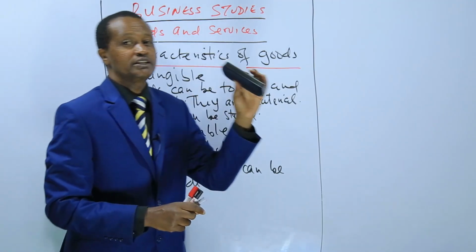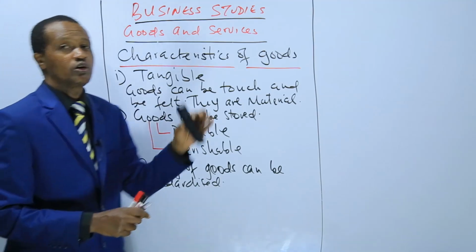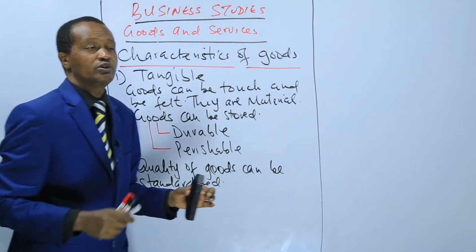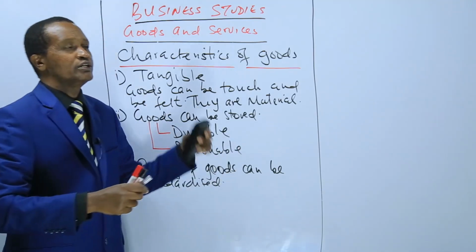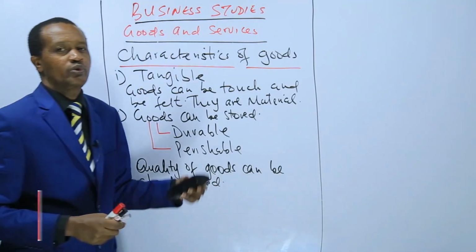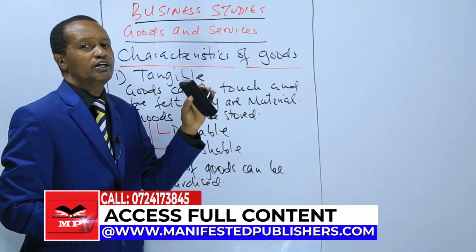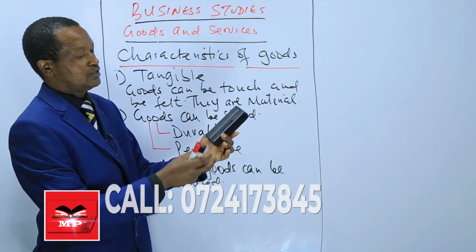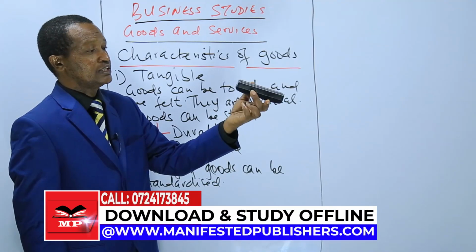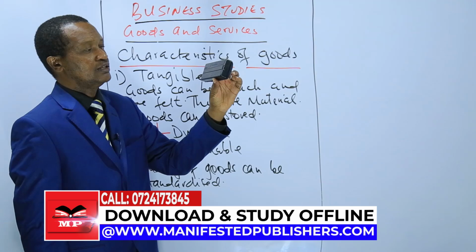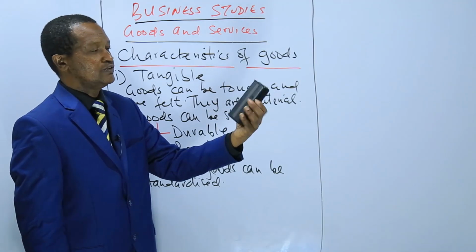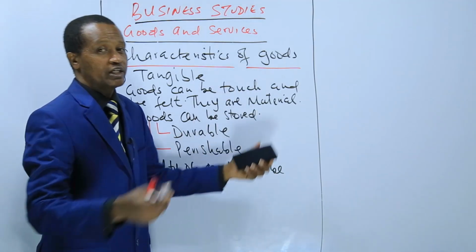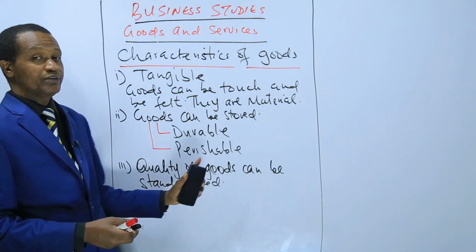They can be standardized, especially through what we call mechanization. Mechanization and use of modern technology has enabled mass production, where goods of standard sizes and qualities are produced. You can have 1 million of these dusters exactly the same, the size, the mass, everything the same, the color, through use of modern technology and mass production. So goods can be standardized.